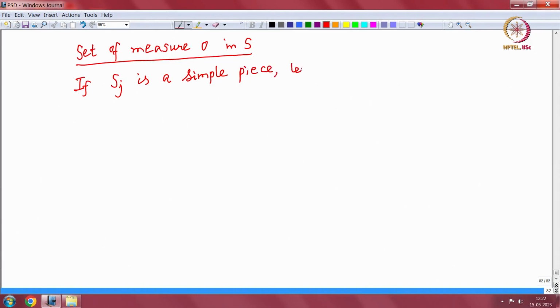Let Dj be its projection onto some hyperplane xp equal to 0. Again, remember this p depends on pj, and there could be more choices, but that doesn't matter.